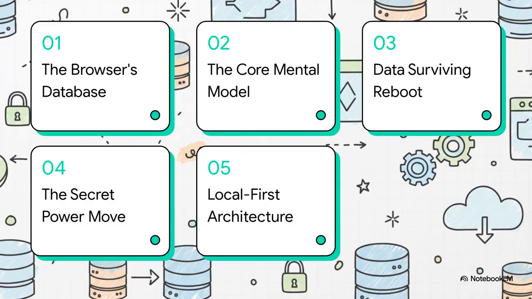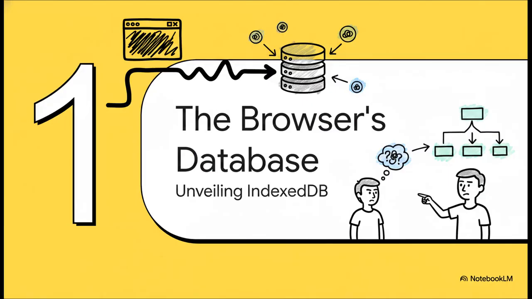We're going to start with the browser's real database, then unpack the core mental model, and see how to handle data that survives reboot. After that, we hit my favorite part, the secret power move, before wrapping it all up with the local-first architecture. All right, part one, the browser's real database.